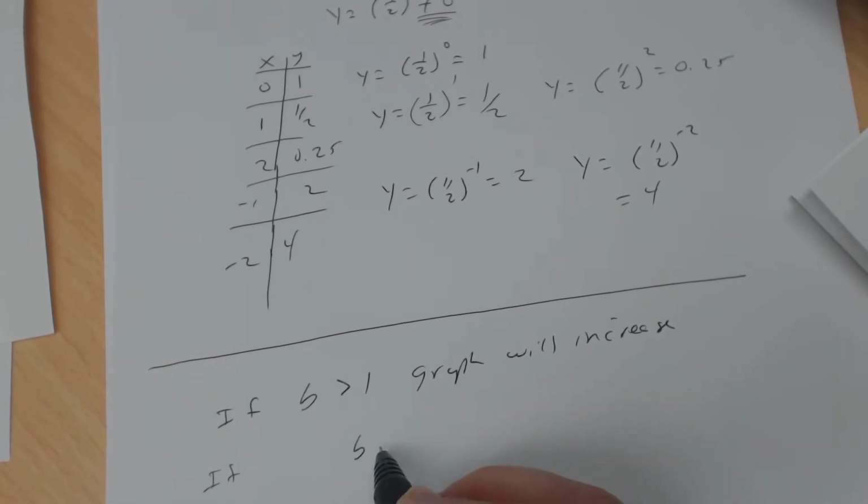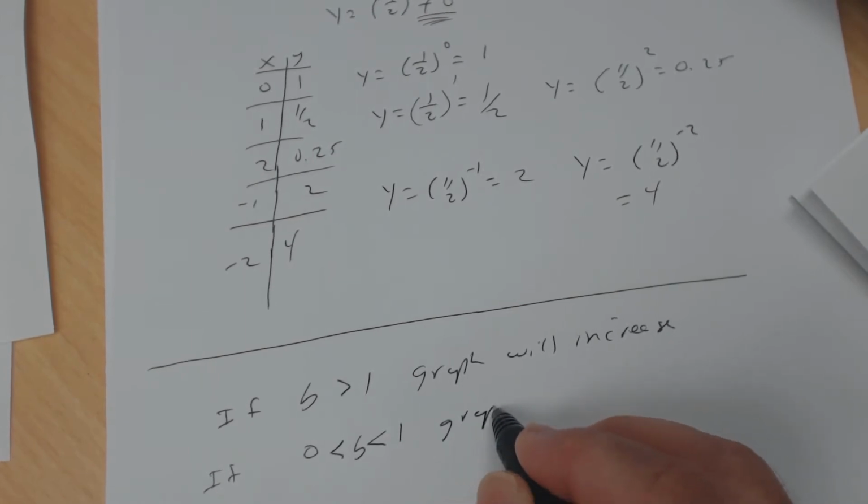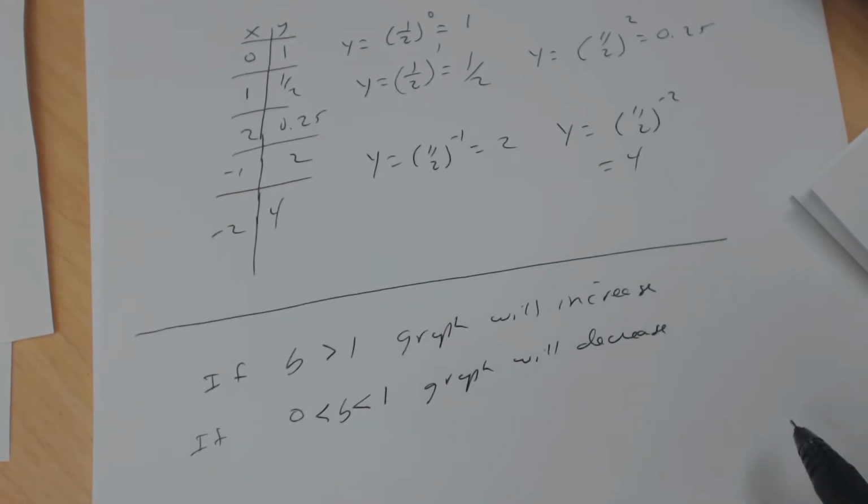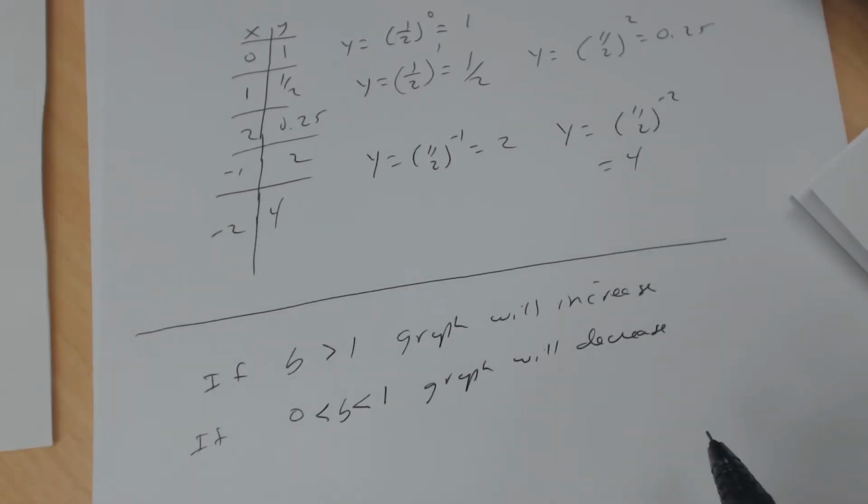If b, I can't say less than 1. Don't say less than 1, because remember, if you say less than 1, that includes negative numbers. So you have to be a little bit more restrictive with your base. You got to say this: if the base is less than 1 and bigger than 0, so if you have any fractions between 0 and 1, then the graph will decrease. The function decreases.